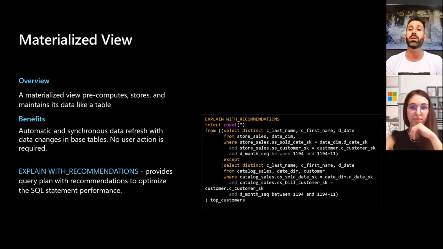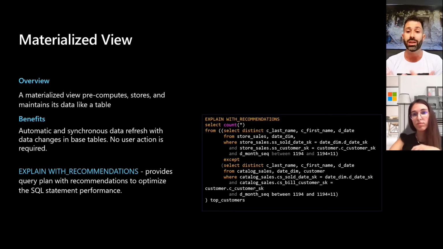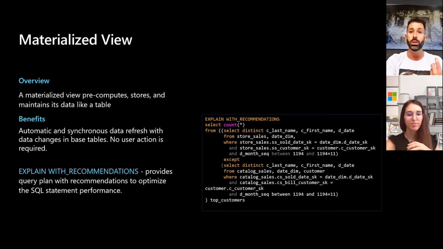So how can we get these benefits from materialized view? We can use EXPLAIN WITH_RECOMMENDATIONS and issue your query. In this example here, you are going to see what the recommendations are for these queries. In this case, we are going to see a materialized view. So this is something that we have seen in order to gain more performance of your dedicated pool.